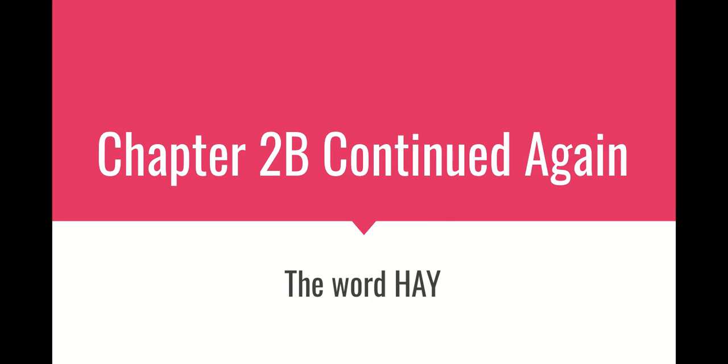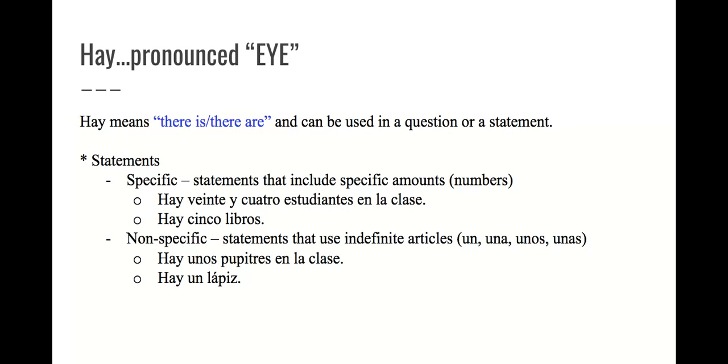There's one more thing I have to go over, and it's the word hay. It's spelled h-a-y, but pronounced "eye." Real quick, hay is pronounced "eye," as I said prior. Hay means there is or there are and can be used in a question or a statement. So it's a neat little word. It's 3 letters. This is the one time where it's actually shorter to say the sentence in Spanish than it is in English. So hay means there is or there are.